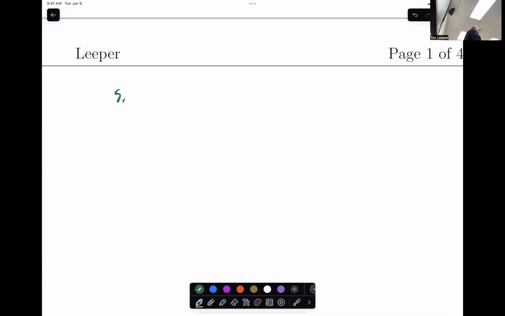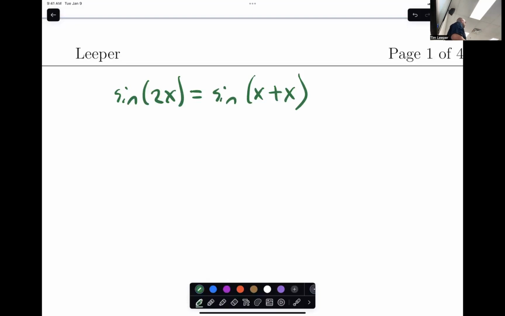Now, the sine of 2x just means the sine of x plus x. That's really all it means, right? But if you notice, that's just the sine of a sum formula. Now, out of curiosity, off the top of your head, do you remember the sine of a sum formula?